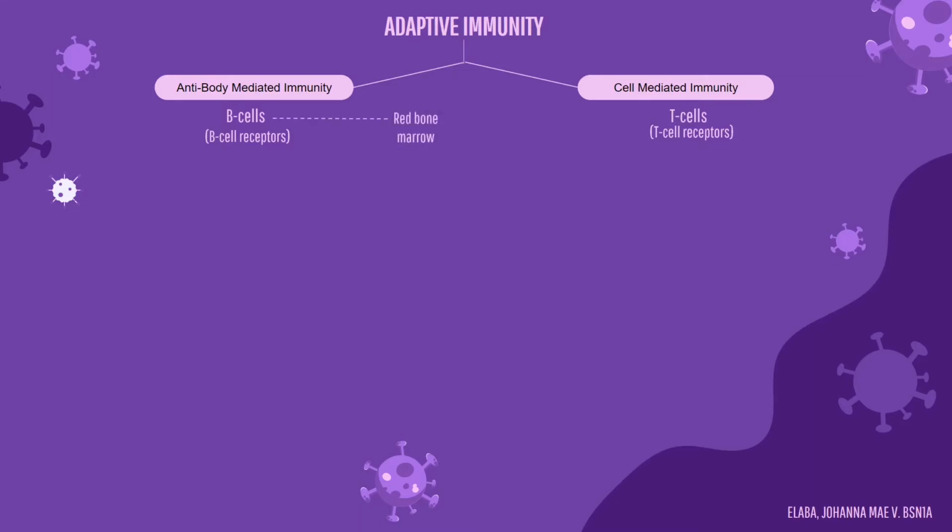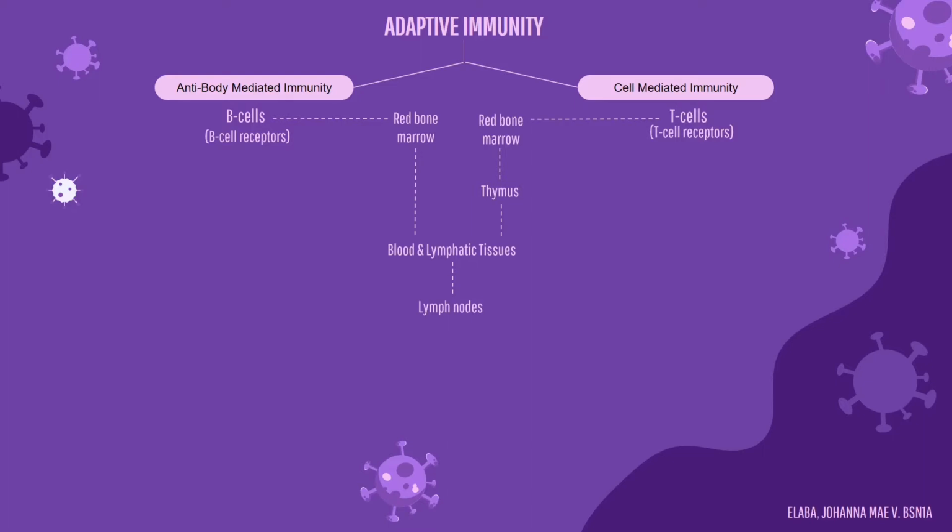Both B cells and T cells originate from stem cells in red bone marrow, but B cells mature in the red bone marrow, then enter the blood and lymphatic tissue, specifically the lymph nodes. The T cells also originate in the red bone marrow, but they mature in the thymus, then go to the blood and lymphatic tissues, and go to the lymph nodes.